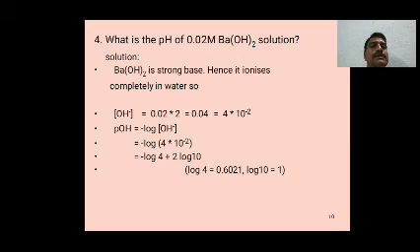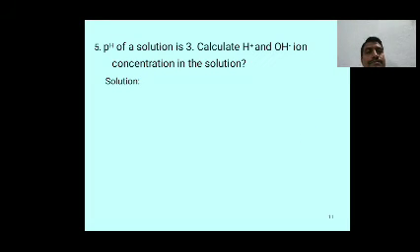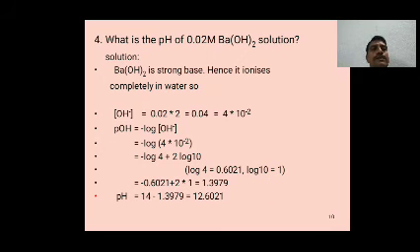Therefore, pOH is equal to minus 0.6021 plus 2, that is equal to 1.3979. pH is equal to 14 minus 1.3979, that is equal to 12.6021. The pH of barium hydroxide is 12.6021.